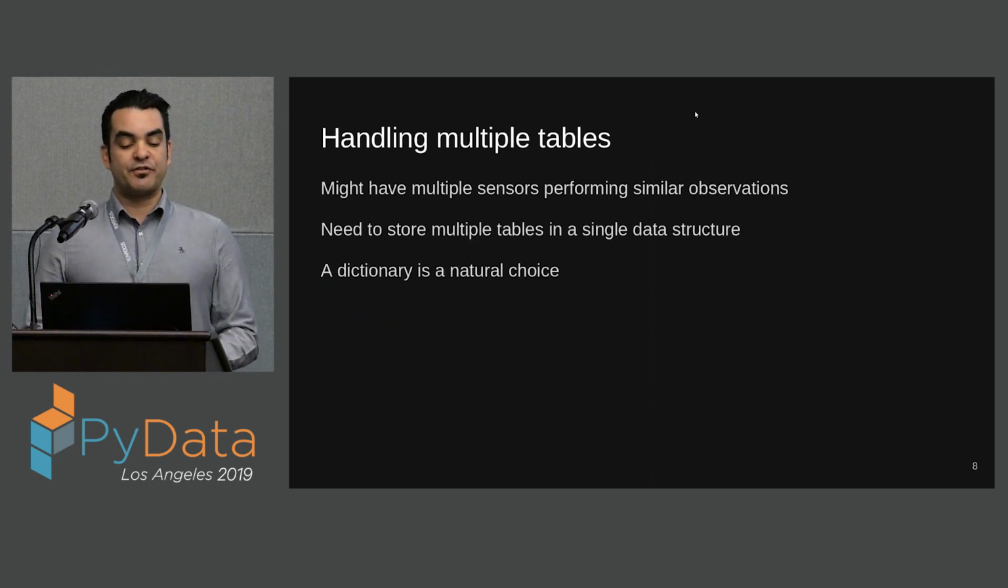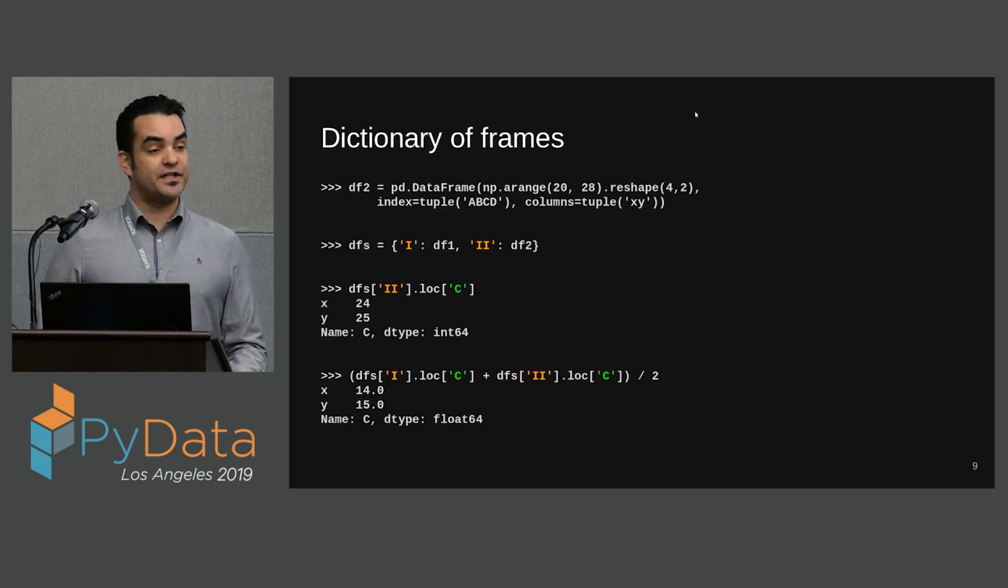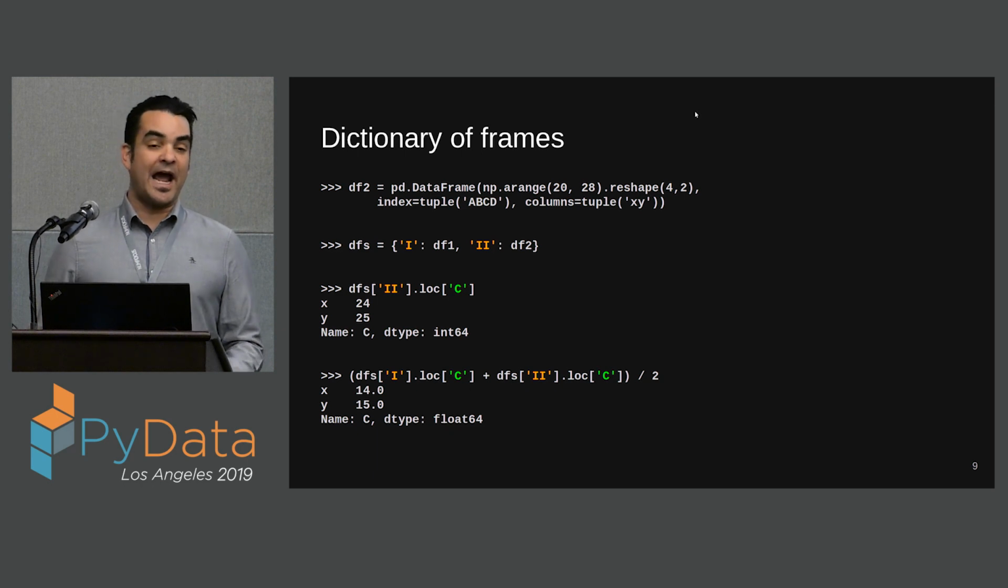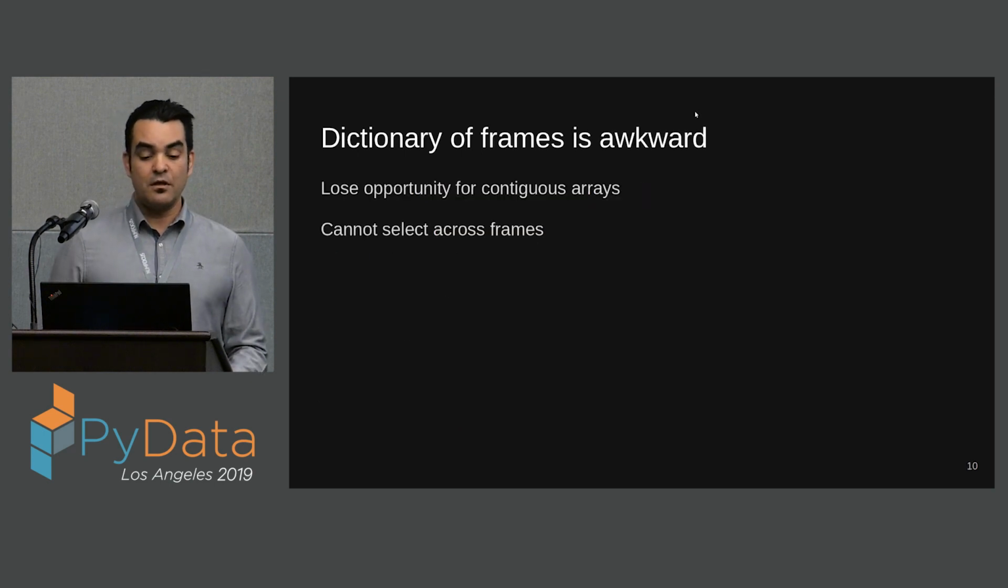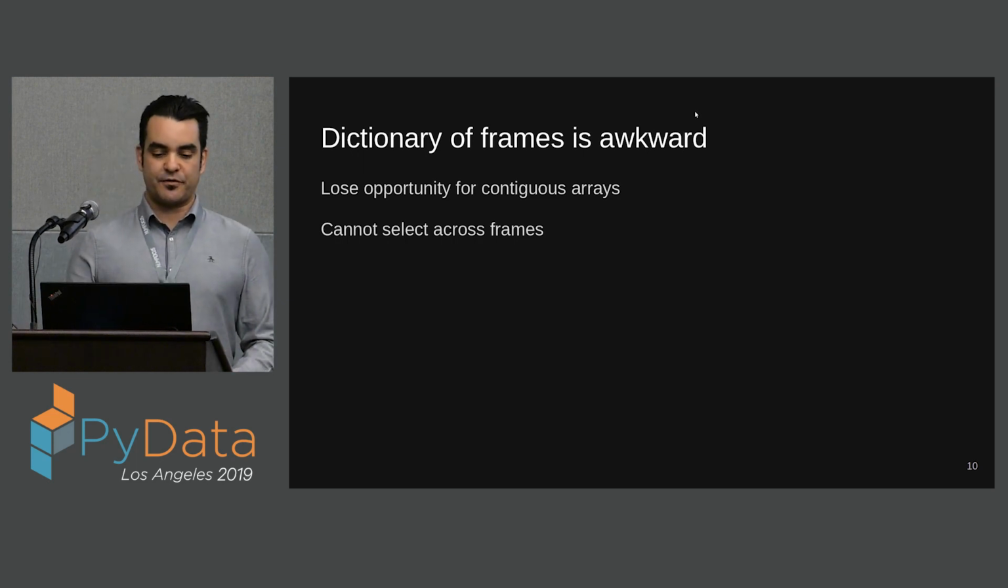All right, what about multiple tables? We might have multiple sensors performing similar observations, and we might want to store these in a single data structure. A natural choice is a Python dictionary. For example, here I can create a second data frame of the exact same shape, and I can store this in a dictionary. Here I'm giving the dictionary keys Roman numeral 1 and Roman numeral 2. And I can pull off a row from Roman numeral 2 using the loc call of C. And I can average across these 2 data frames. But this gets pretty awkward here, as you can see. We lose the opportunity for contiguous arrays, and we cannot easily select across frames using this approach.